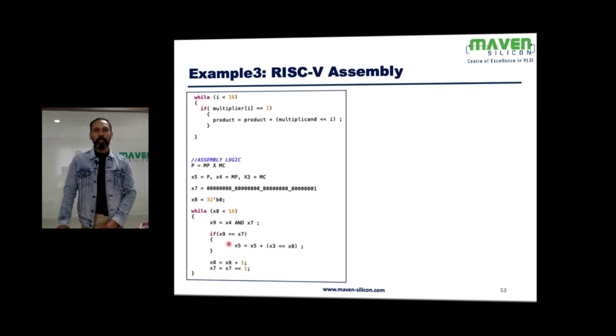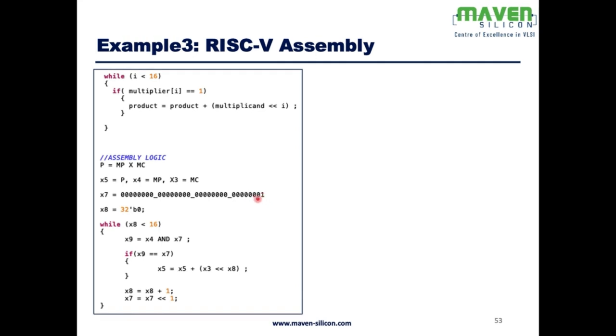And then this is pretty straightforward. Look at this equation: X5 = X5 + (X3 << X8). In this case X8 is going to be like the i variable, so we need to increment X8 every time: X8 = X8 + 1. And then X7 we need to left shift by 1 every time. So initially it is the LSB, then the next bit will be 1. This 1 is going to shift continuously every time towards the MSB.